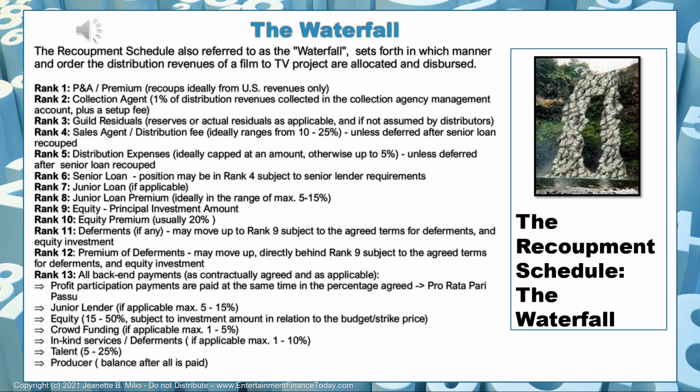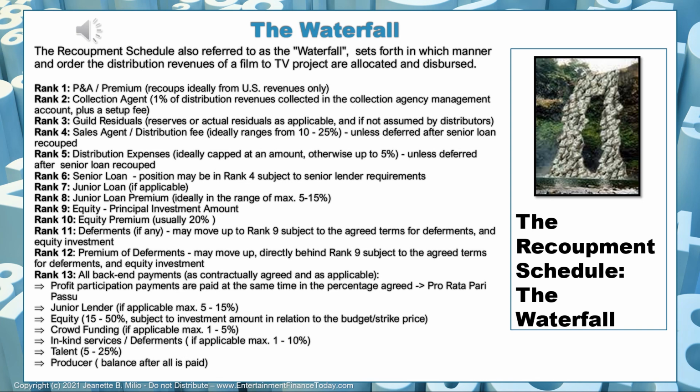Sometimes they would move up into rank 9, meaning before the equity investor, if that is what you agreed with the parties that are deferring their fees or costs, and if that is what you agreed with the equity investor. Many equity investors understand that production-related costs have to be recouped before the equity is recouped. So in many cases, you will not have a problem getting the deferments paid before the equity, but you might want to be aware of the positioning here in case you need to negotiate this.